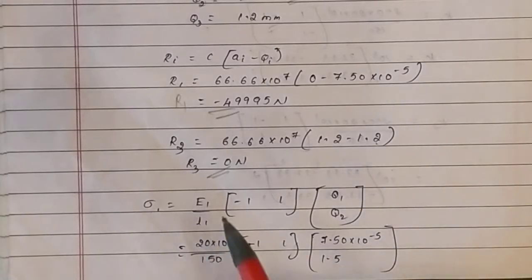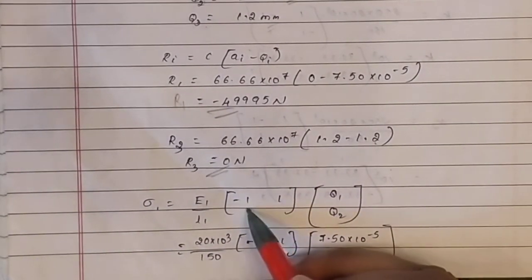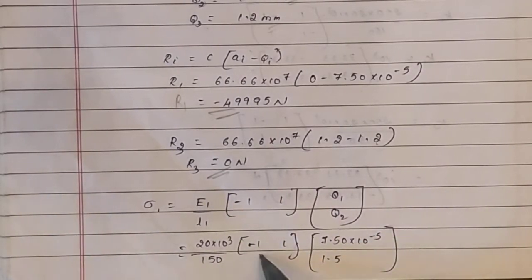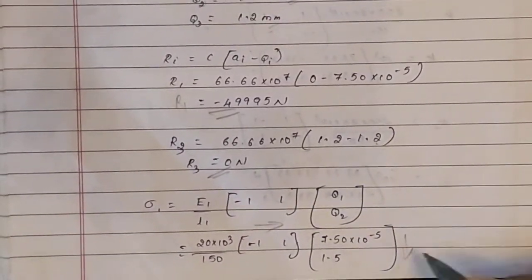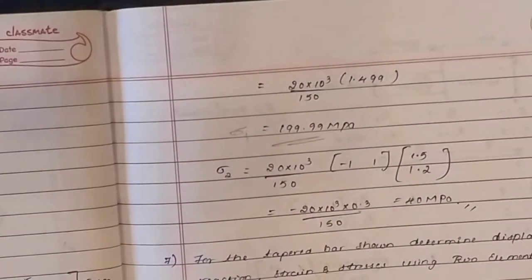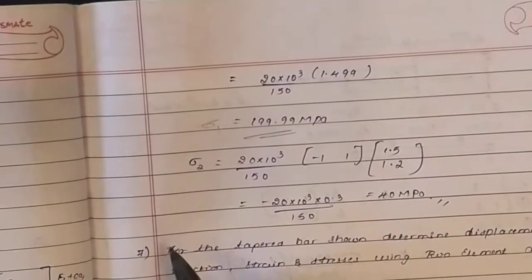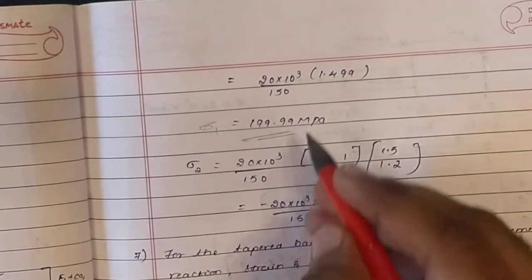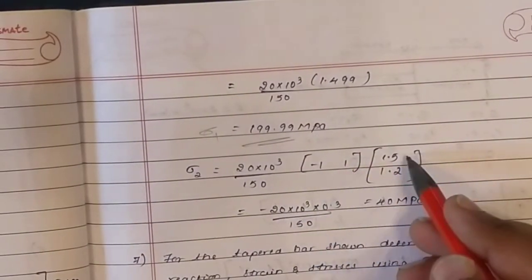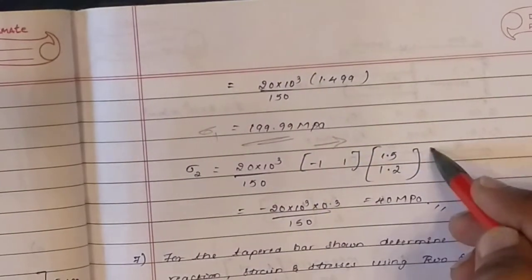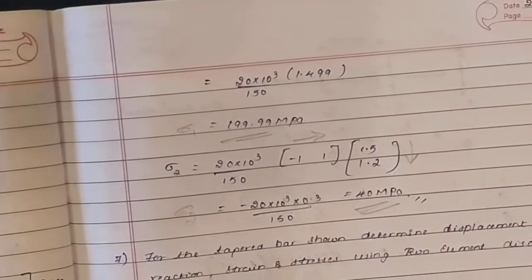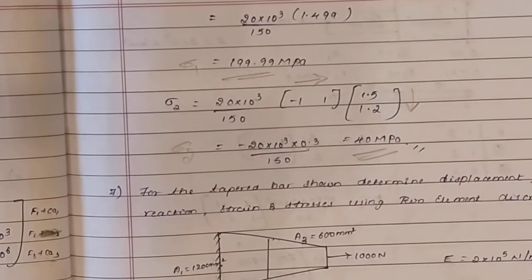Okay, next sigma 1 is equal to E1 by L1 times minus 1 1 times Q1 Q2. Similar formula as you have solved in the elimination method. E1 and L1 values, minus 1 1, multiply this and this, you will get sigma 1 value as 199.99 MPa. Okay, next sigma 2 is equal to E2 by L2 times minus 1 1 times Q2 Q3, multiply this and this, you will get sigma 2 equal to 40 MPa. Okay, I think this should be clear.